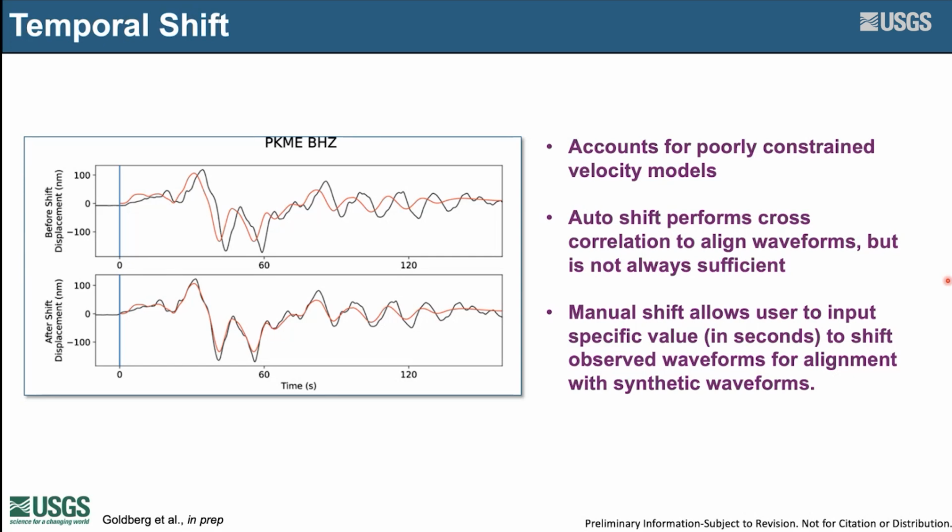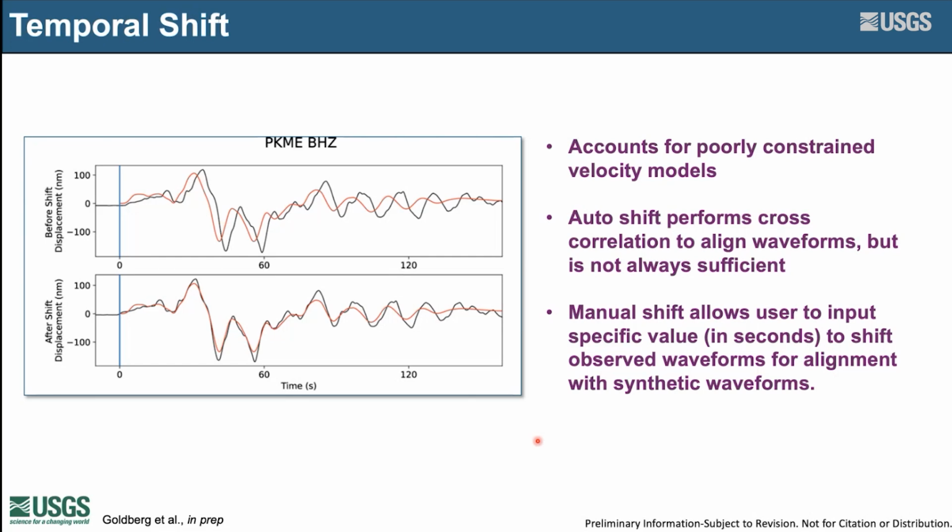it should arrive. And because of that, you get fits that look like this on the top, where the observations are in black, the synthetics are in red, and they look similar, but they're not aligned. And that's a velocity model issue. So we correct it by either doing an auto shift that performs a cross correlation to align the waveforms, basically trying to align the minimums and maximums.